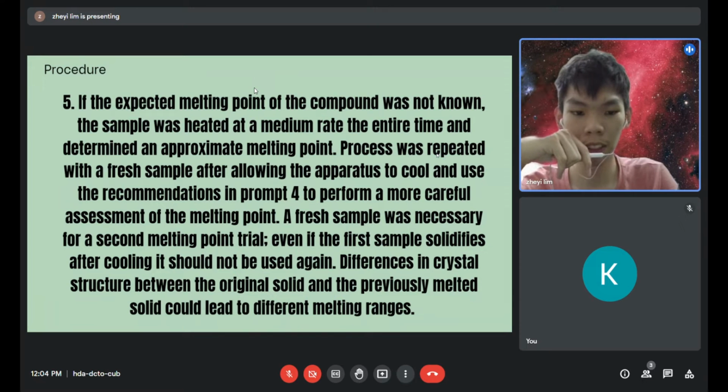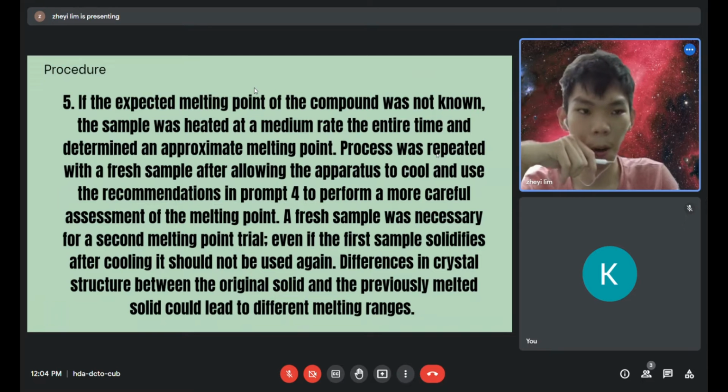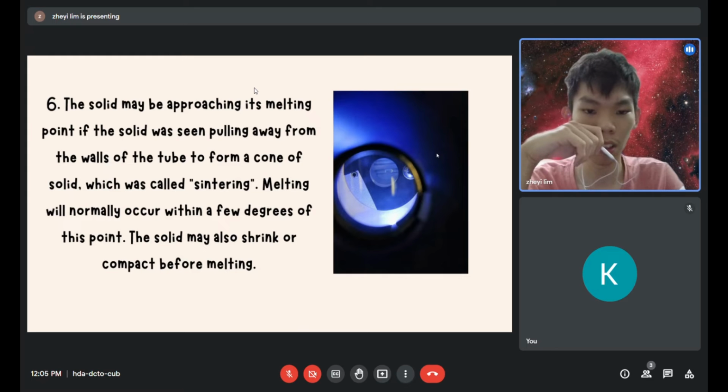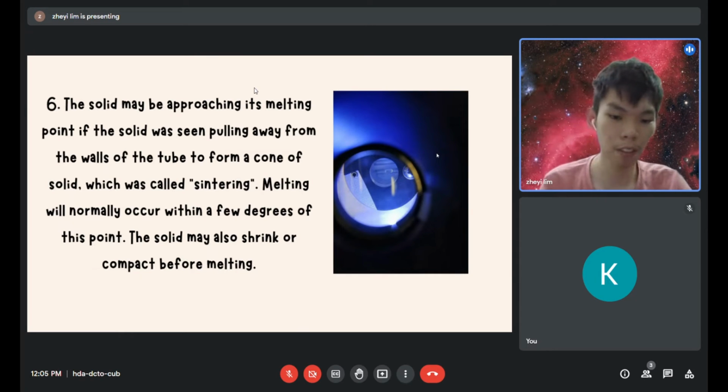A fresh sample was necessary for a second melting point trial. Even if the first sample solidified after cooling, it should not be used again. Differences in crystal structure between the original solid and the previously melted solid could lead to a different melting range. And next, a solid may be approaching its melting point if the solid was seen pulling away from the wall of the tube to form a cone of solid, which is called sintering. Melting will normally occur within a few degrees of this point. The solid may also shrink or compact before melting.